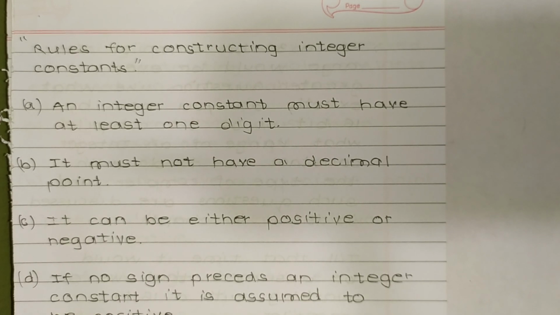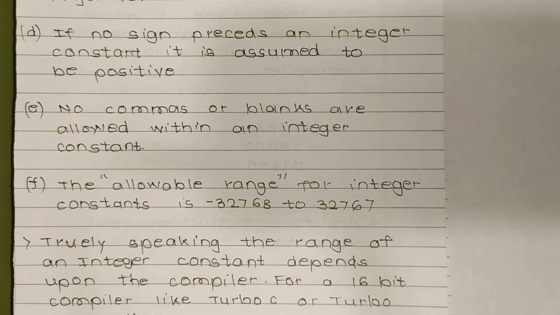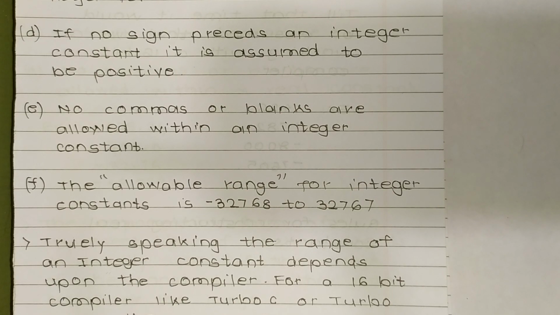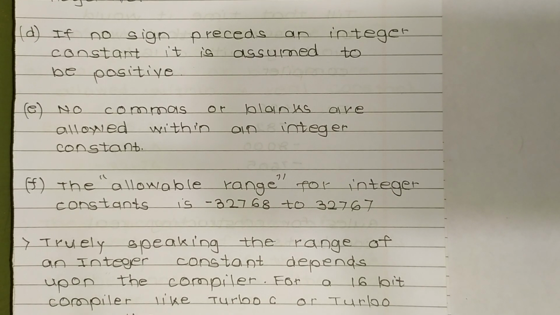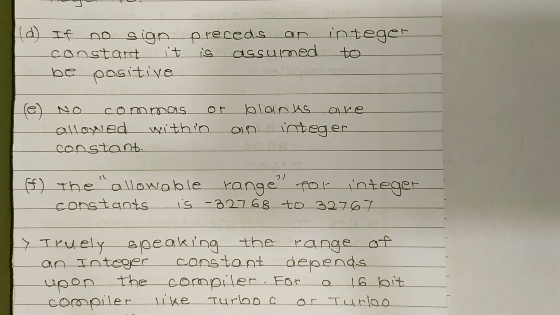Now the third rule: it can be either positive or negative. We can apply a negative sign also, but it can be either positive or negative. If no sign precedes an integer constant, it is assumed to be positive. So if there is no negative sign before an integer constant, it is considered to be positive.